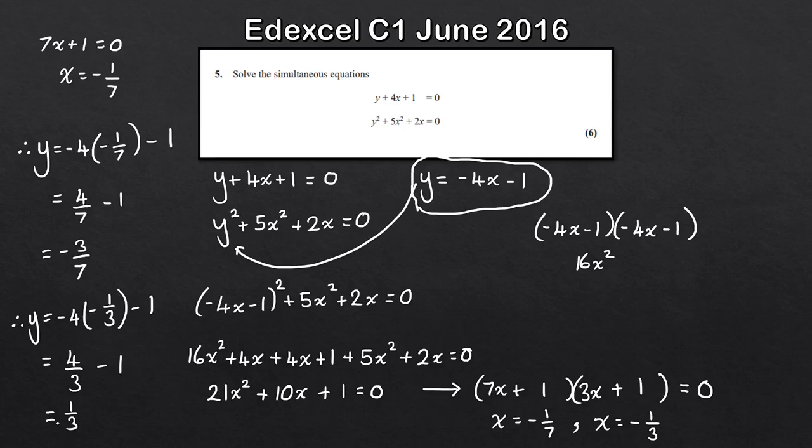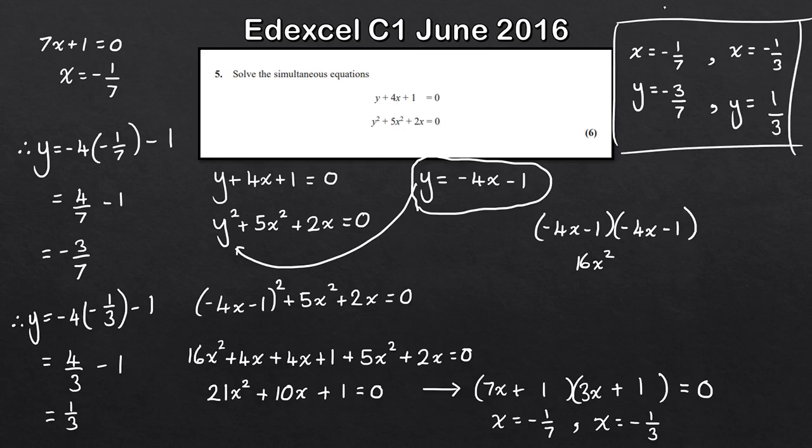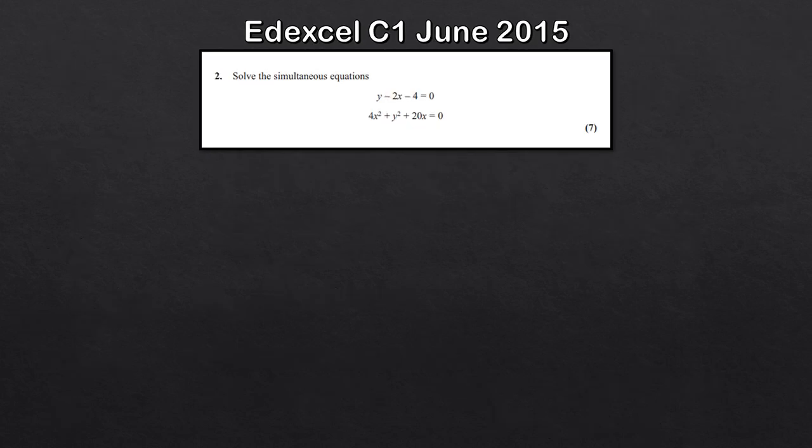Okay. And if we want to display our solutions, up here, when x is equal to minus 1 over 7, I get that y is equal to minus 3 over 7. And then finally, when x is equal to minus 1 over 3, or minus a third, I get that y is equal to positive 1 over 3. And that gets us our 6 marks there. These are our solutions here. So that's the first question done. Let's move on to the next one.